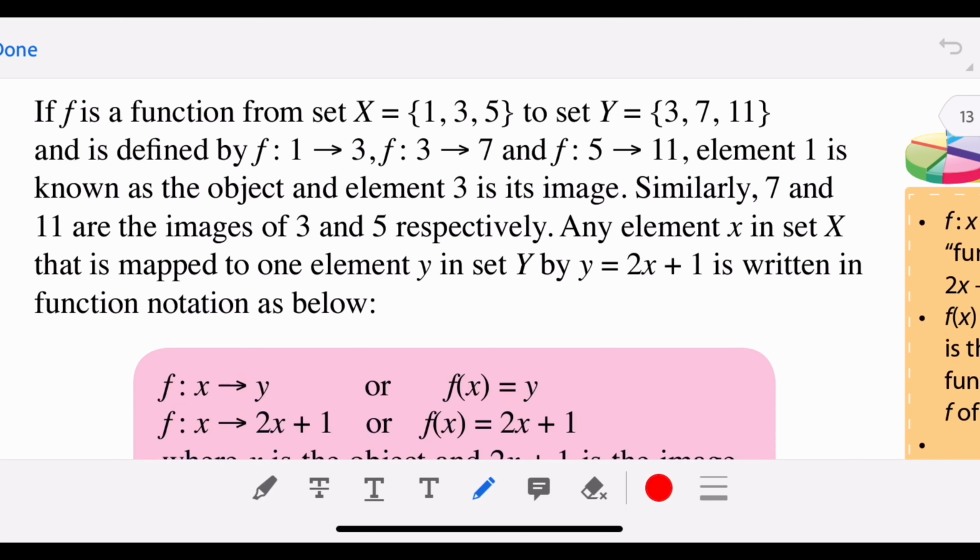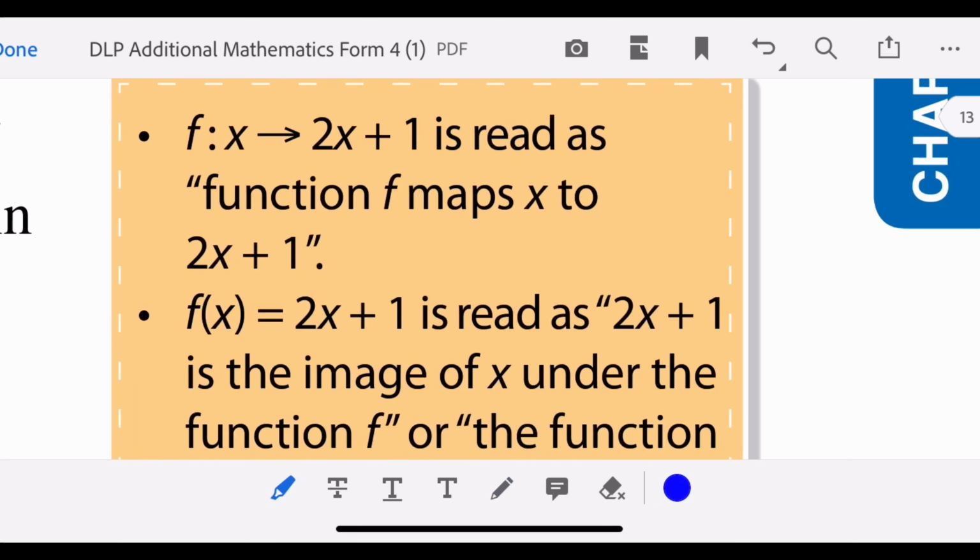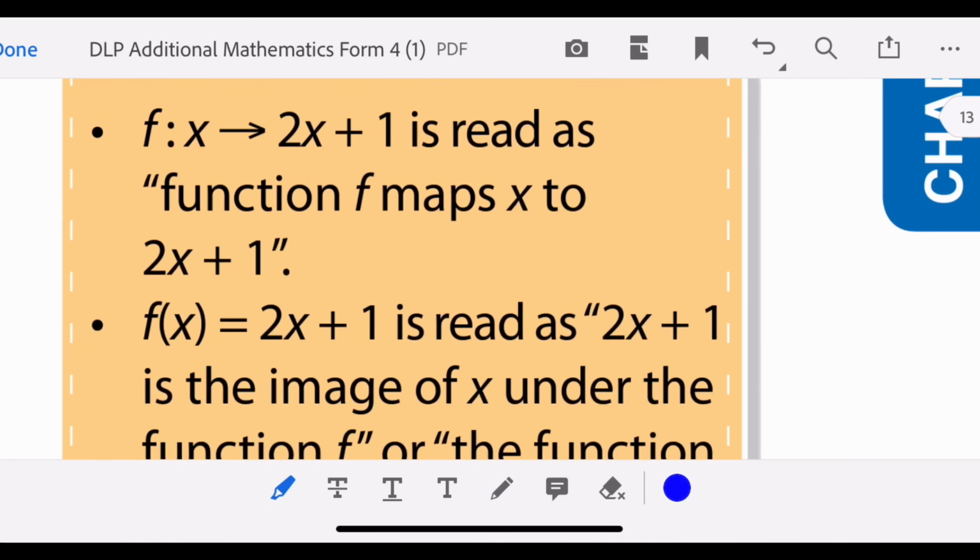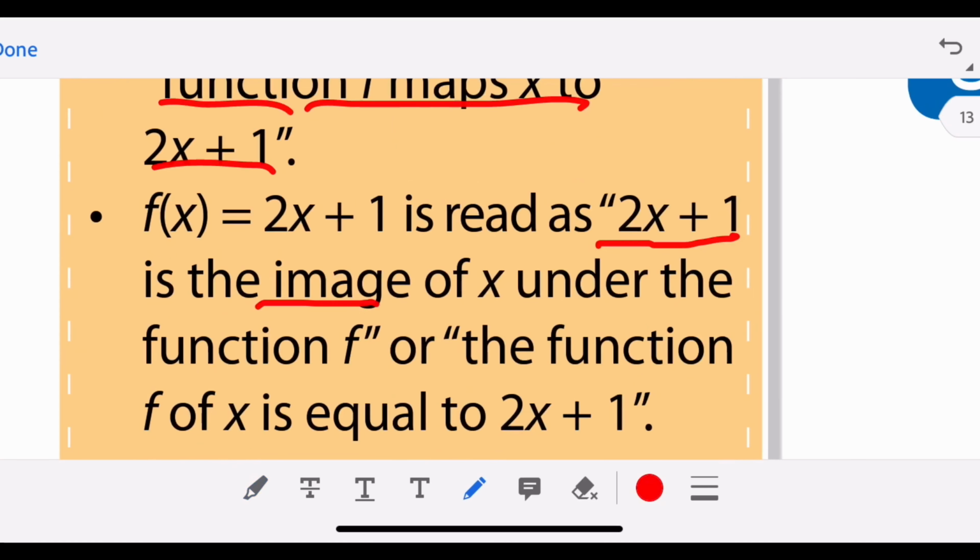Similarly, 7 and 11 are the images of 3 and 5 respectively. Any element x in set X that is mapped to one element y in set Y by y equals 2x plus 1 is written in function notation. So function notation, f: x arrow to 2x plus 1, is read as function f maps x to 2x plus 1. For this example, f(x) is read as 2x plus 1 is the image of x under the function f.